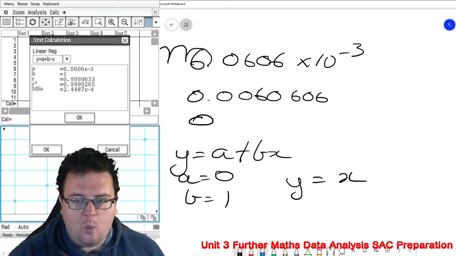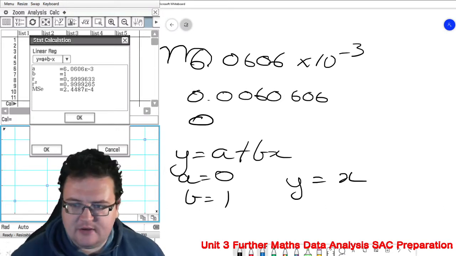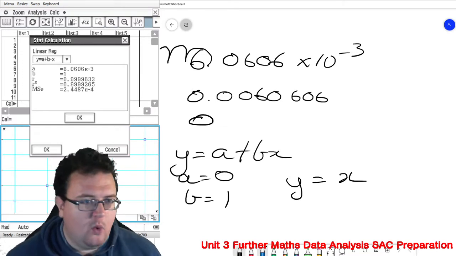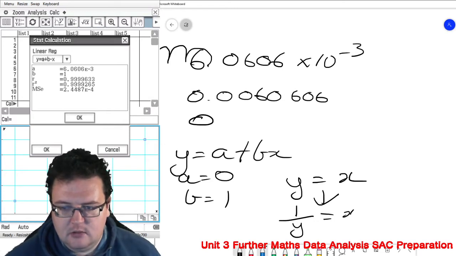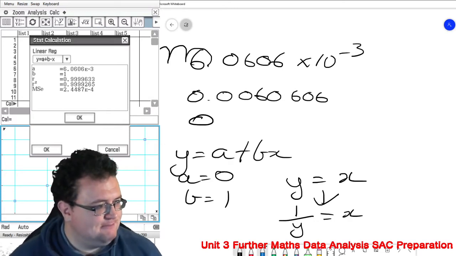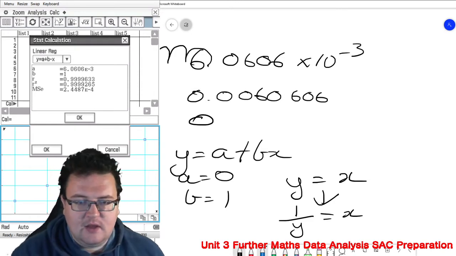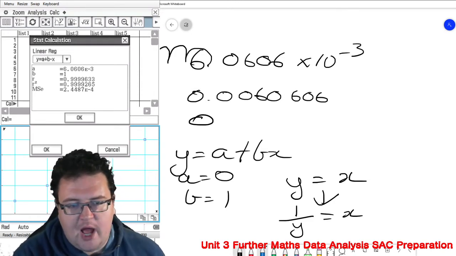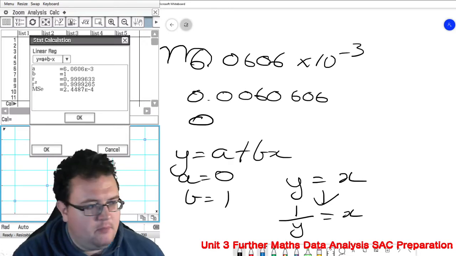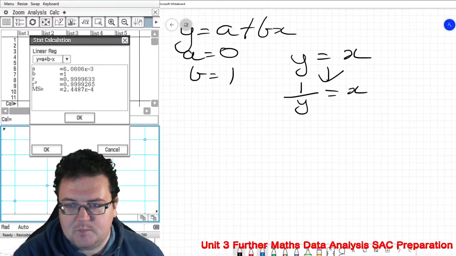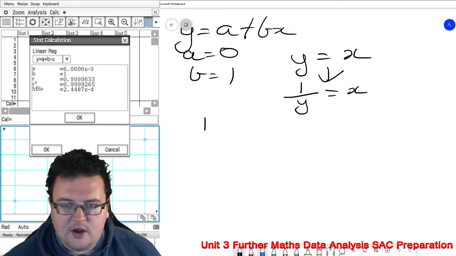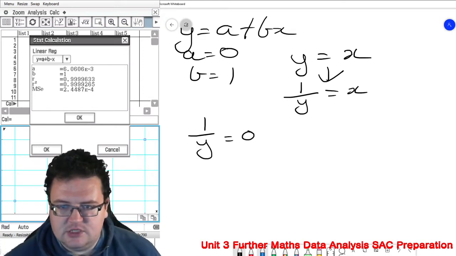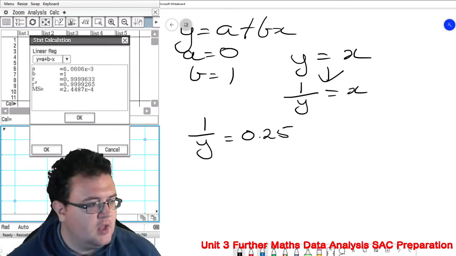Now, what transformation did I actually do to it? Well, I did a 1 on Y transformation. So the final equation that you're going to use is 1 on Y equals X. And then it says find the value of Y when X equals 0.25. So 1 on Y equals 0.25.